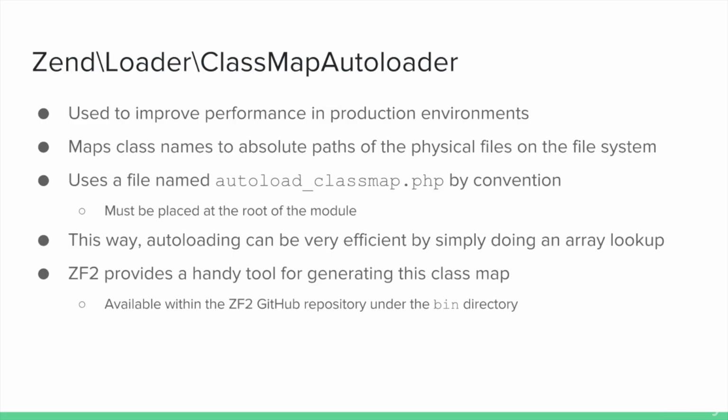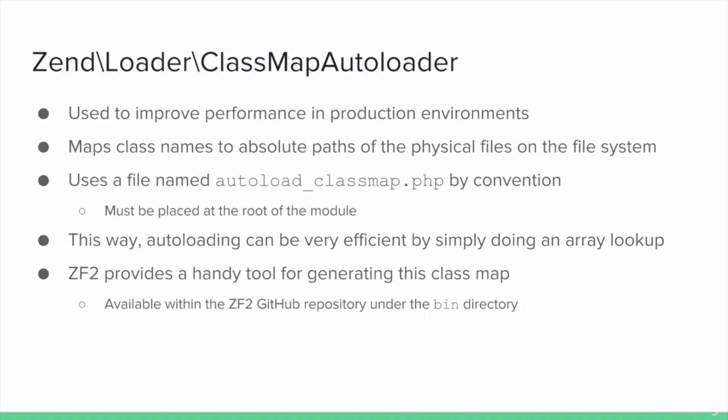So moving on to another autoloader implementation, the Classmap autoloader. This is used to improve performance in production environments. Basically, what it does is that it maps class names to absolute paths of the physical files on the file system. It uses a file named autoload_classmap.php, and this is by convention. And this contains an array that maps a class name to an absolute path. This way, autoloading can be done very efficiently by simply doing a lookup in an array.